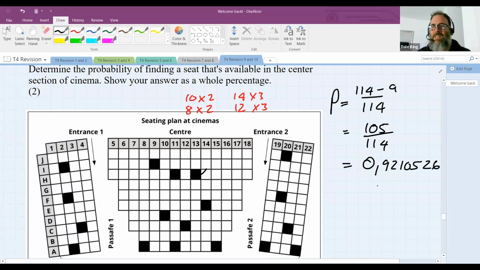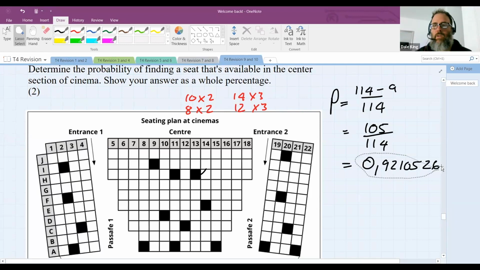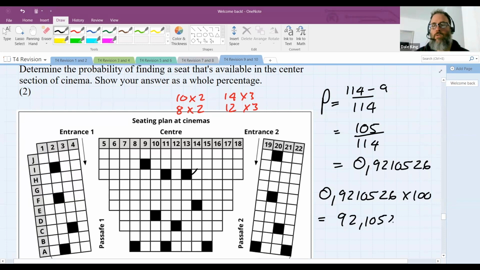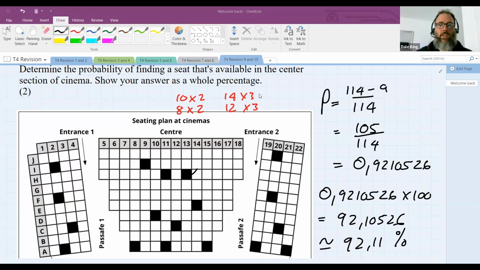We need this written as a percentage. So all we have to do is take this decimal and multiply it by 100 to get a percentage. That'll give us 92.10526, and we round it off to 2 decimal places as we do, 92.11%.